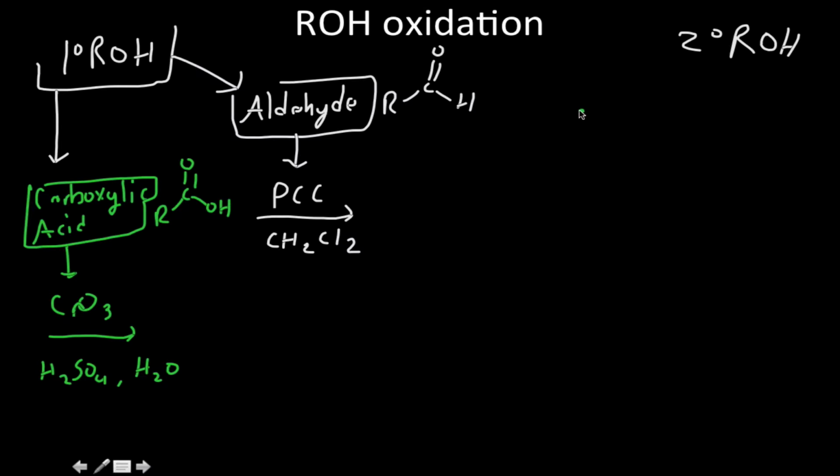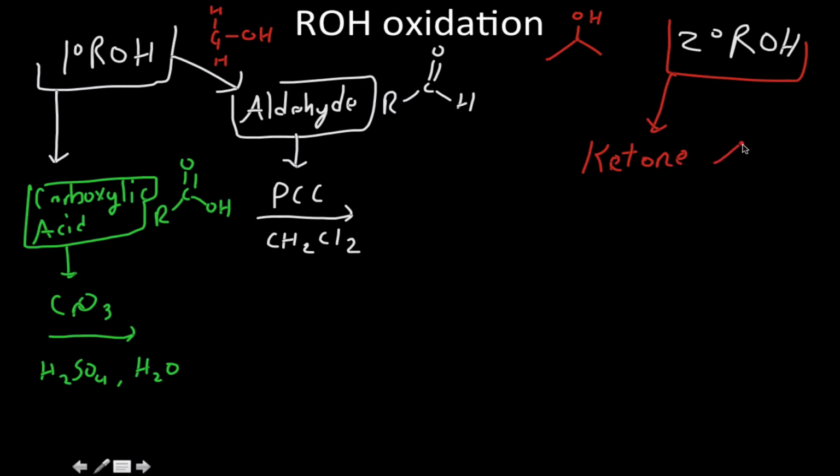Okay, so for a secondary alcohol, it doesn't matter, because, just think about it, for this primary alcohol there's a carbon and then there's an OH, and that's it, okay? The rest of these are all hydrogens, right? So for a secondary alcohol, it looks like this, right? Well, the only way that I could oxidize that would be to give me only one type of product. So it doesn't matter what I do, I'm always going to get a ketone.